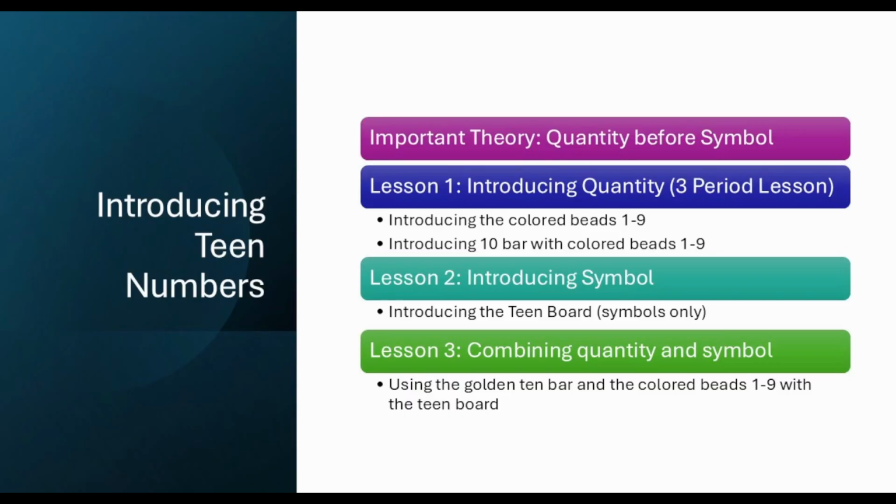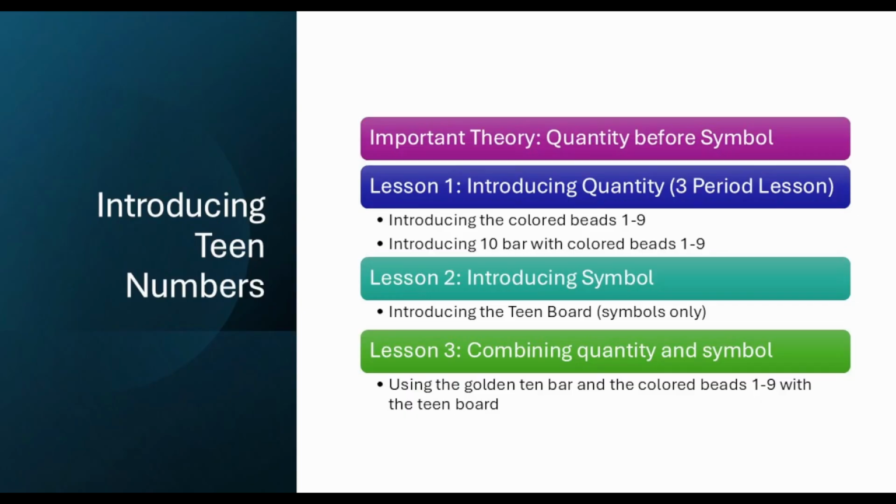Using the three-period lesson, we're going to introduce the colored beads 1 through 9. This is the first time that they have seen the colored beads, so this is very much going to be a new thing for them because before this, they've only worked with the golden beads. After we have introduced the colored beads, three at a time with the three-period lesson, we're going to move on to introducing the 10 bar with the colored beads 1 through 9. That's where we start introducing the idea of the teens.